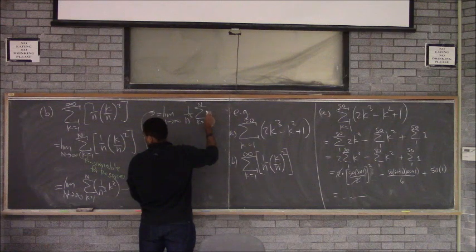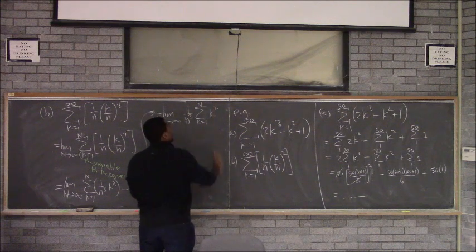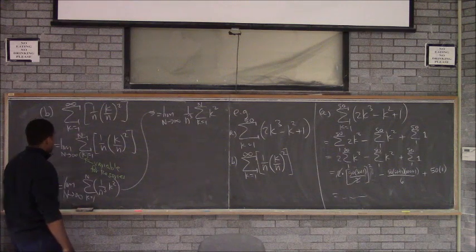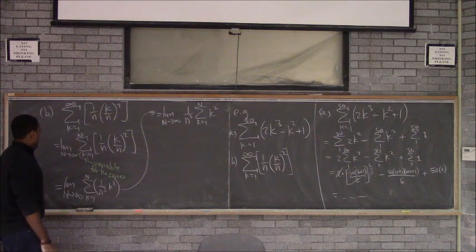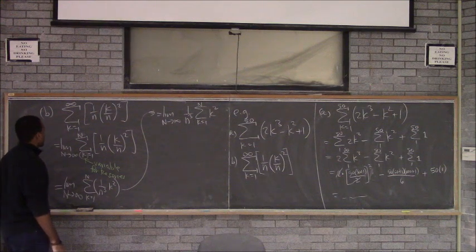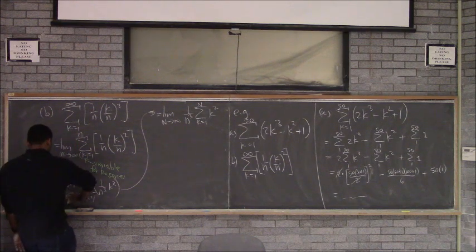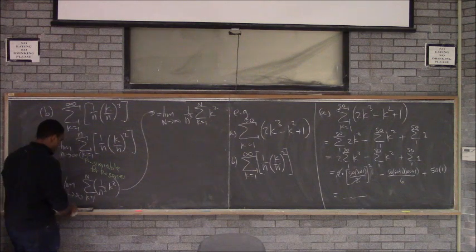of k squared. I think I did want a small n here. So you can see why this is going to work, because it doesn't really matter how many terms I start out with. I'm letting it go off to infinity.